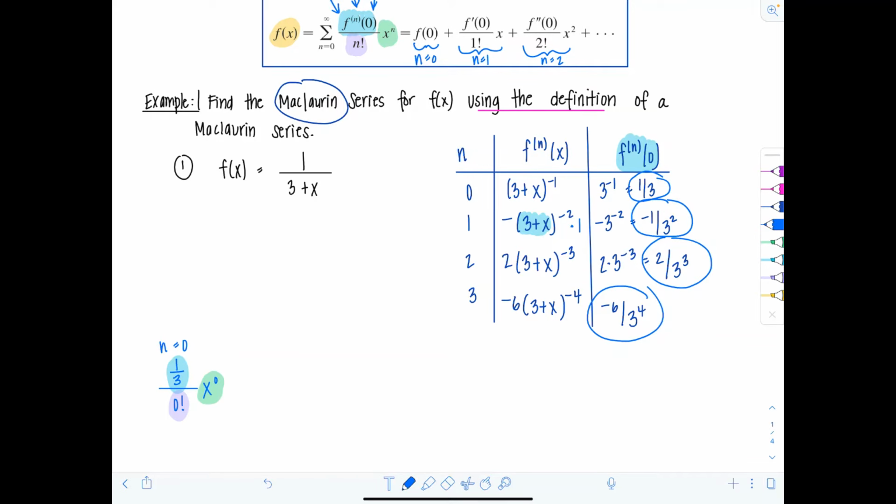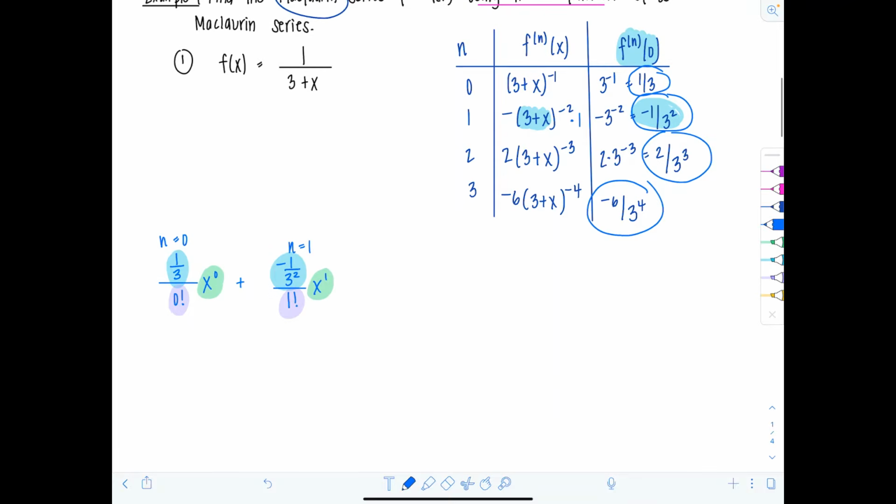Fabulous. Moving on to n equals 1. So the blue portion, the first derivative at 0, I'm taking it from here. It's going to be negative 1 over 3 squared over 1 factorial times x to the first. So this is the first derivative at 0. This is n factorial, which is 1 factorial. And then this is x to the first. How are we doing? All right, let's keep going.